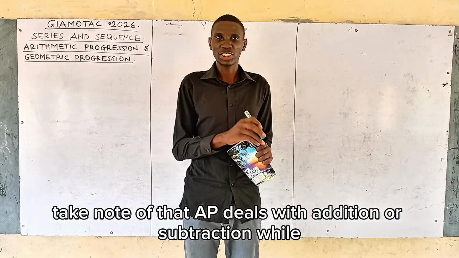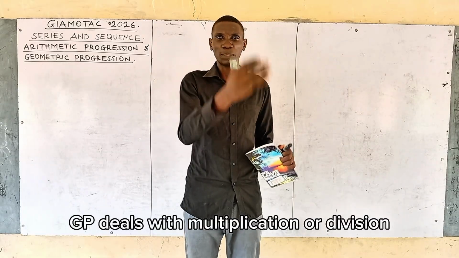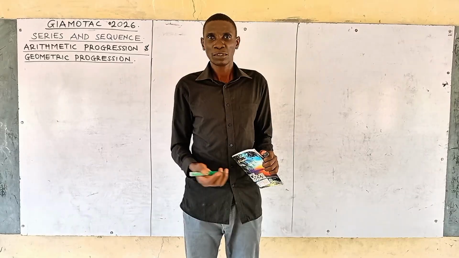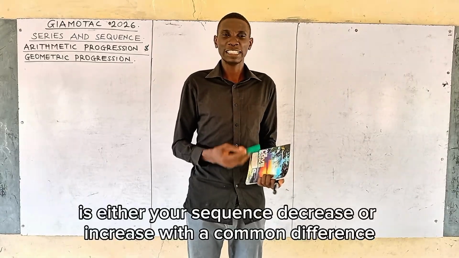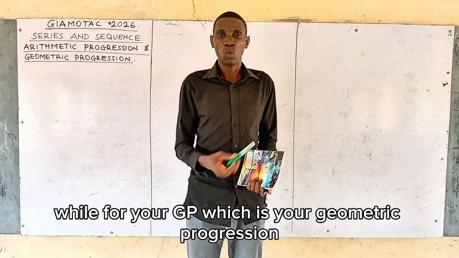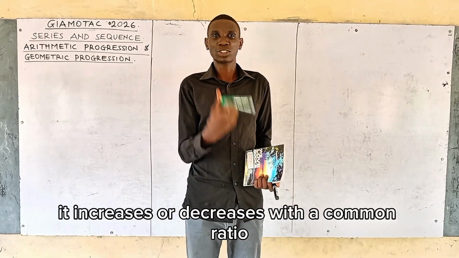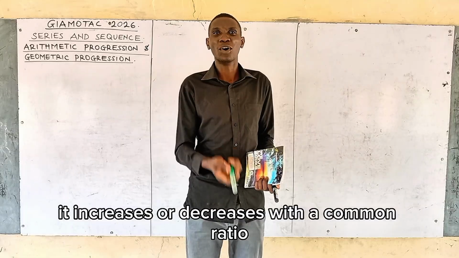AP deals with addition or subtraction, while GP deals with multiplication or division. Meaning that your AP sequence either decreases or increases with a common difference, while for your GP, which is your geometric progression, it increases or decreases with a common ratio.